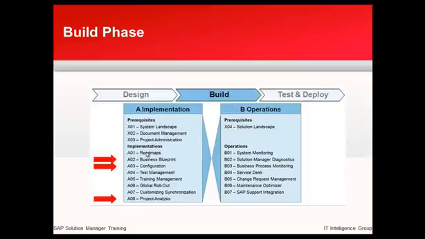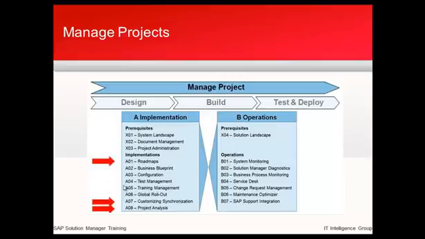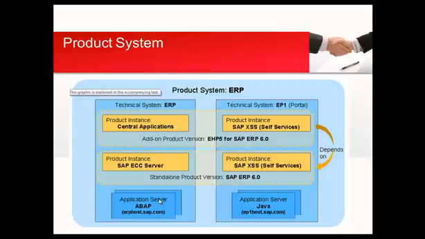So let's go to the build phase. In the build phase, once the business blueprint is defined, it gets modified, configuration is done, and then project analysis is done. In the test and deployment phase, we create the test management, we create the test cases, come up with the training plan, create global rollouts, we create the templates for the global rollout there. So this is what happens in managing a project. We have defined the roadmaps, done the customizing, synchronization, and a project analysis.